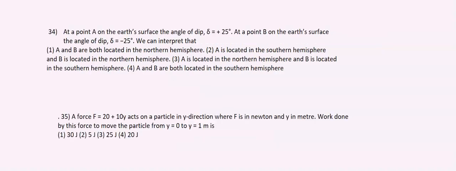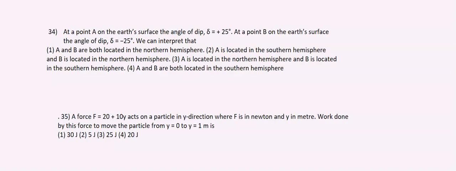Now let us quickly go to the 34th question. At a point A on the Earth's surface, the angle of dip delta is equal to plus 25 degrees. At a point B on the Earth's surface, the angle of dip delta is equal to minus 25 degrees. We can interpret that 1) A and B are both located in the northern hemisphere. 2) A is located in the southern hemisphere and B is located in the northern hemisphere. 3) A is located in the northern hemisphere and B is located in the southern hemisphere. 4) A and B are both located in the southern hemisphere.